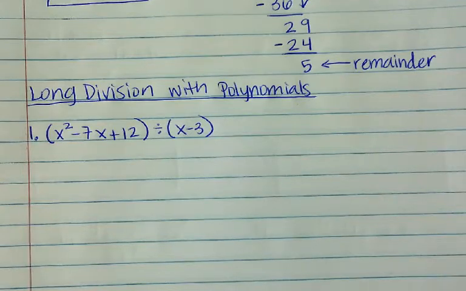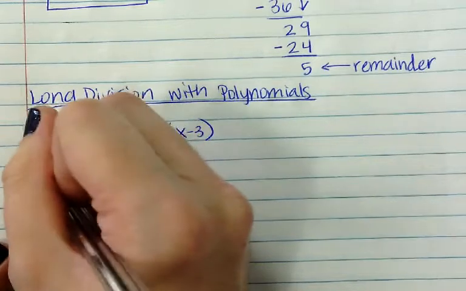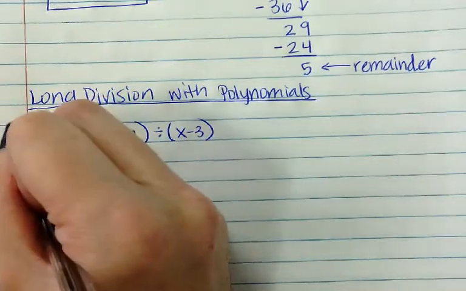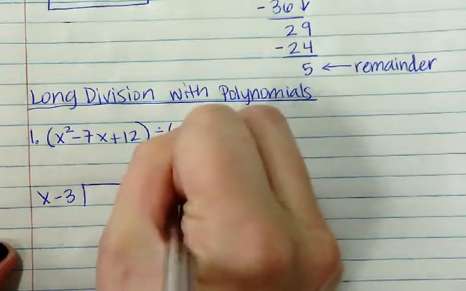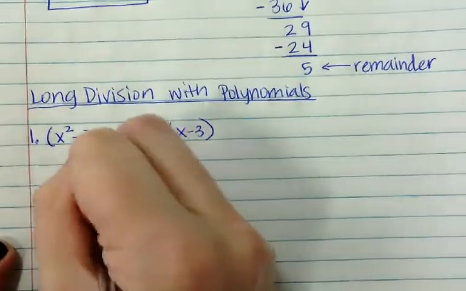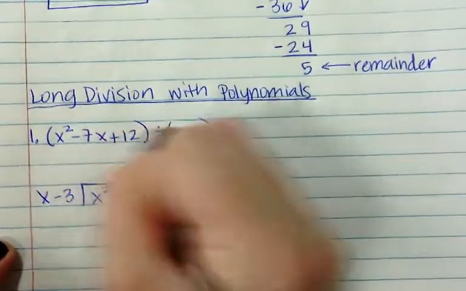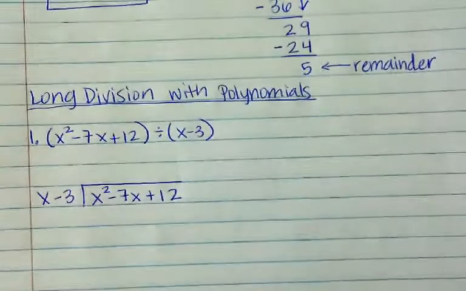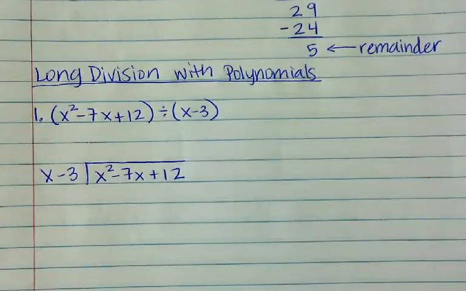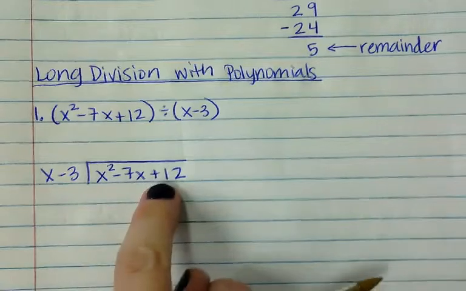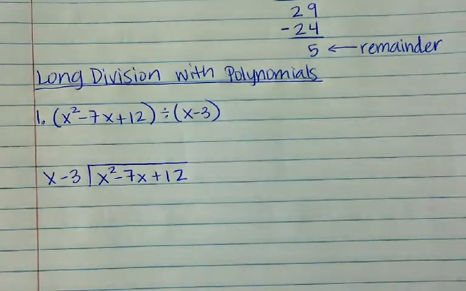So check this out. I'm going to rewrite this as x minus 3 on the outside. And we're going to have x squared minus 7x plus 12 on the inside. How do you guys feel about that? We are taking x squared minus 7x plus 12, and we're dividing it by x minus 3. Okay? So now we are going to do each term one at a time.